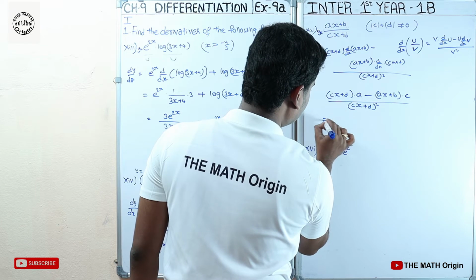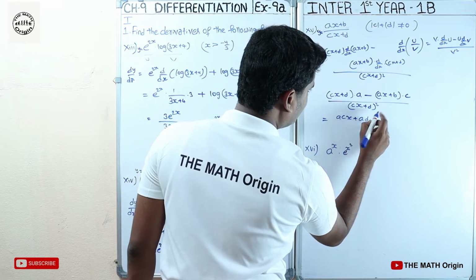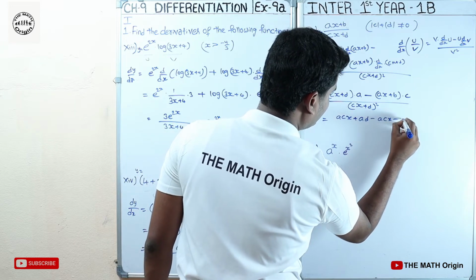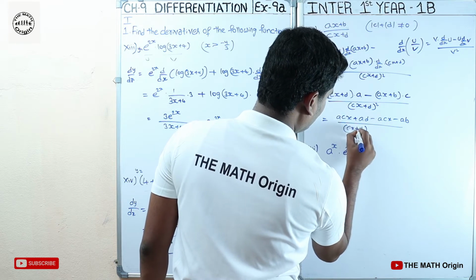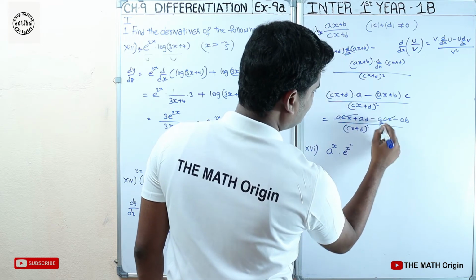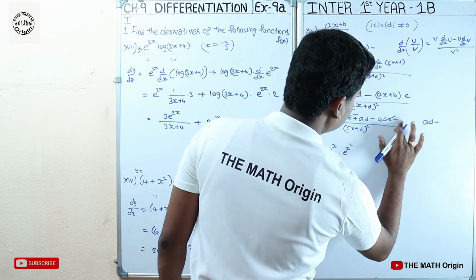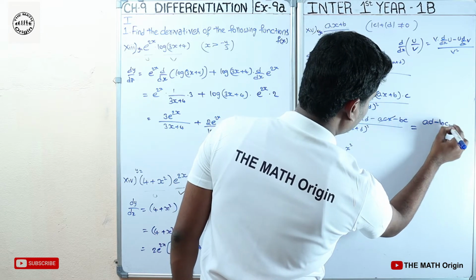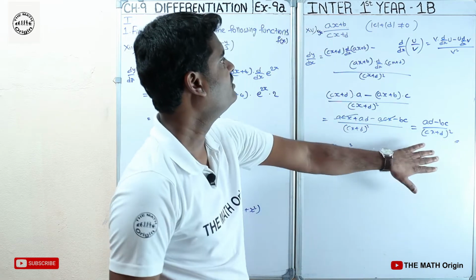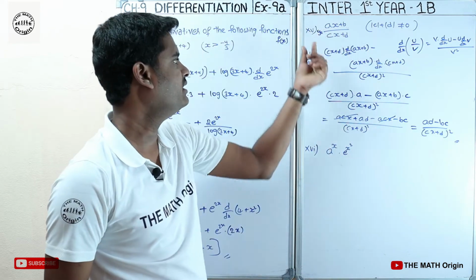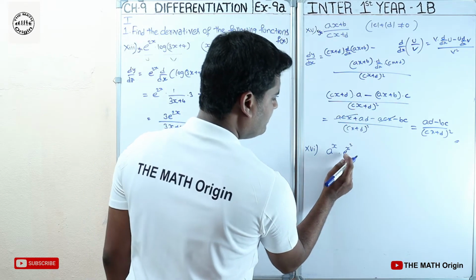Now from this let's simplify it further. It will be acx plus ad minus acx minus bc by cx plus d whole square. acx is cancelled. From this, ad minus bc by cx plus d whole square. With this the 15th bit is done. Now 16th one, a power x into e power x square.